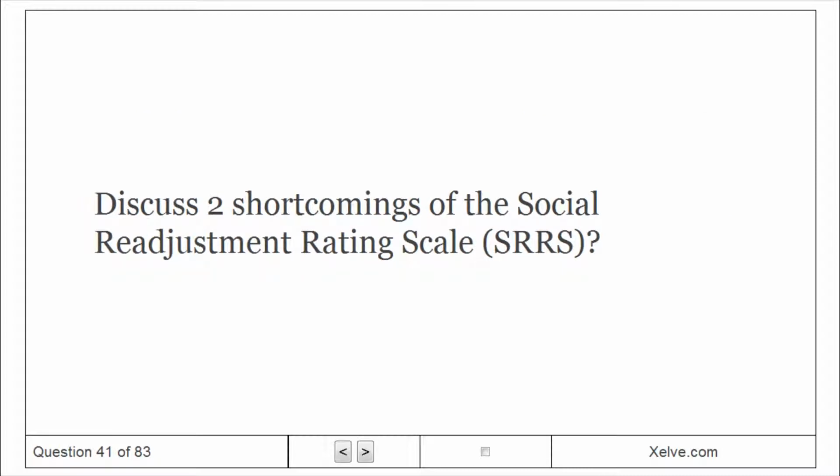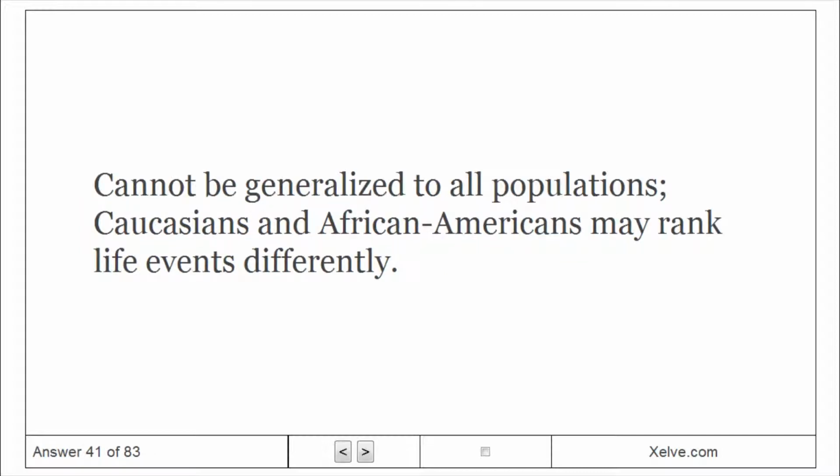Discuss two shortcomings of the social readjustment rating scale. Cannot be generalized to all populations. Caucasians and African Americans may rank life events differently.